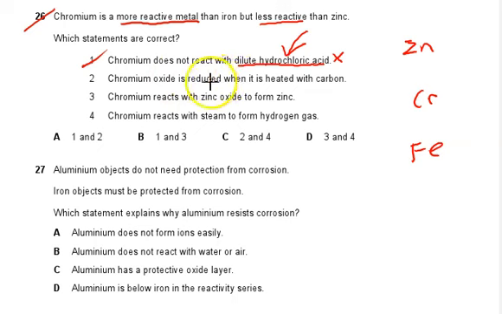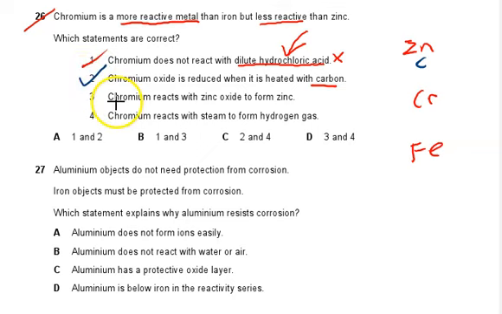Chromium oxide is reduced when it is heated with carbon. Please remember, carbon is positioned below the zinc. Zinc is much more reactive compared to chromium. So when we mix it with carbon, it can be reduced. So number 2 is correct.